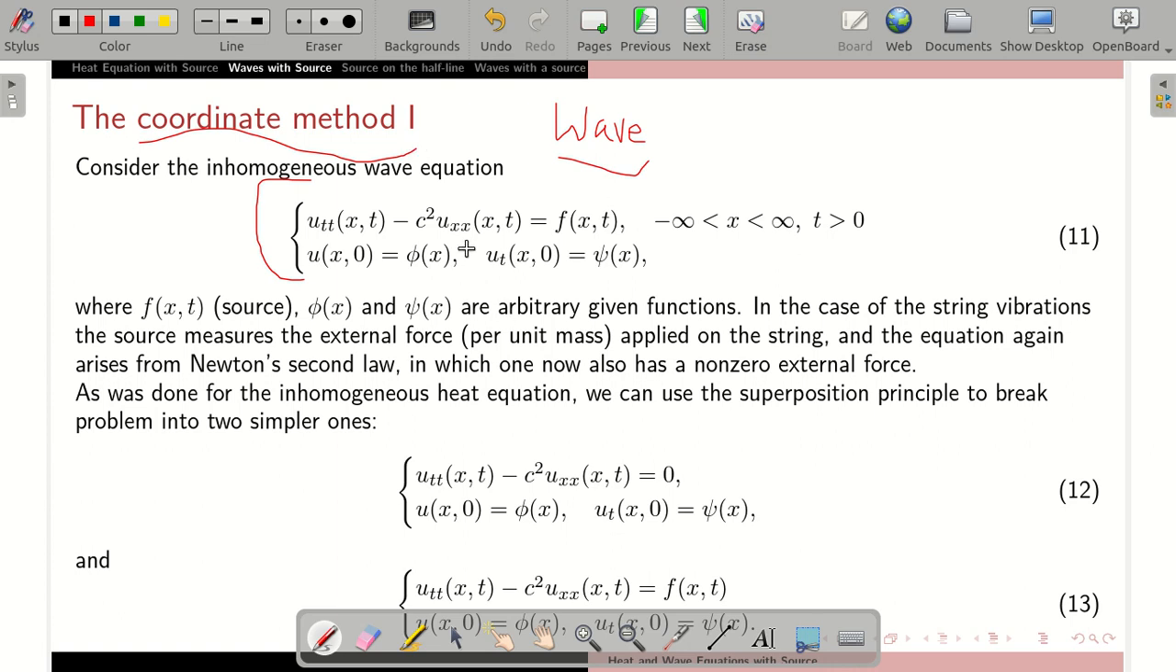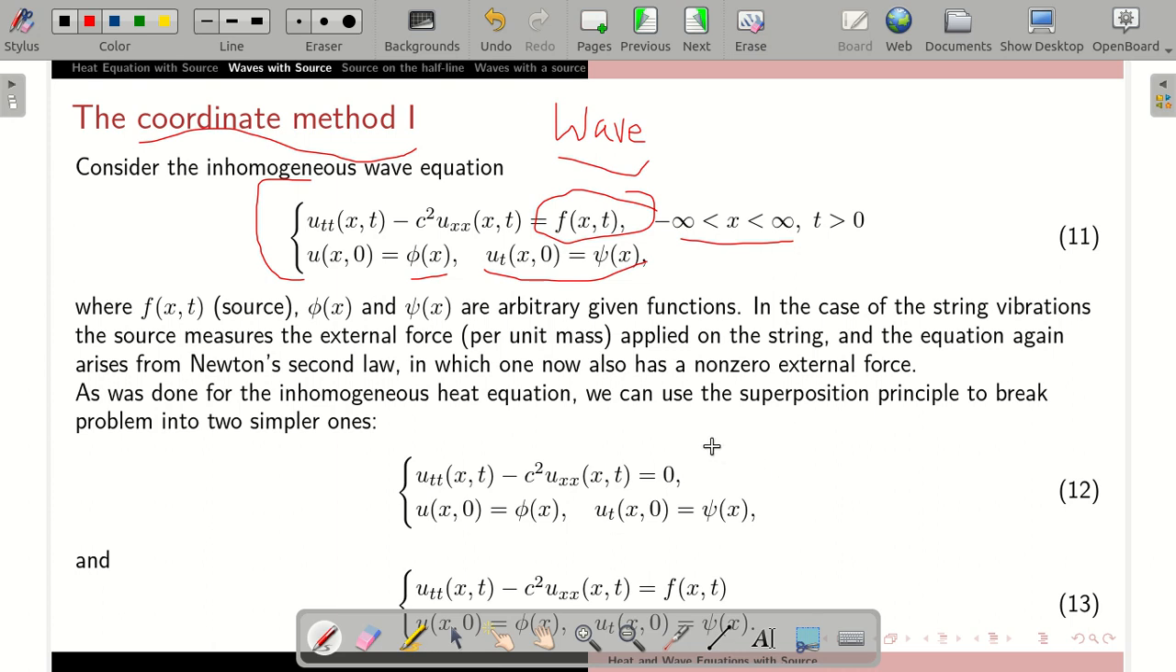Before writing the method in detail, firstly I will write the non-homogeneous wave equation with f on the right hand side on the whole line with two conditions. When t equals 0, the solution is phi of x and the velocity is psi of x, where f is the source and phi and psi are sufficiently smooth functions.